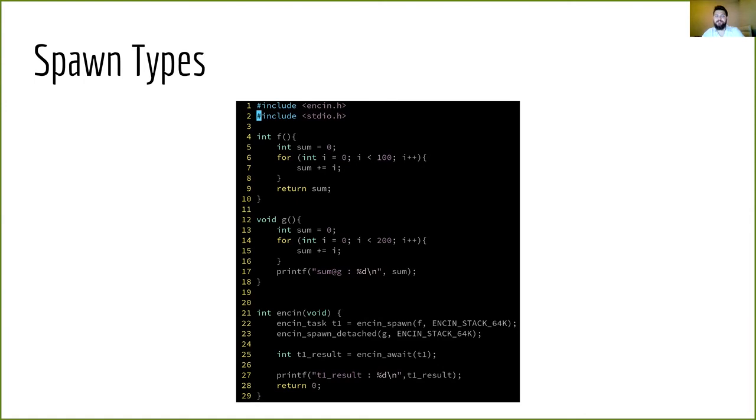Encin provides different task submission types. For example, users can spawn tasks that can be awaited by another task or spawn a detached task that no other task can await. In this example, we show both normal and detached task spawning.